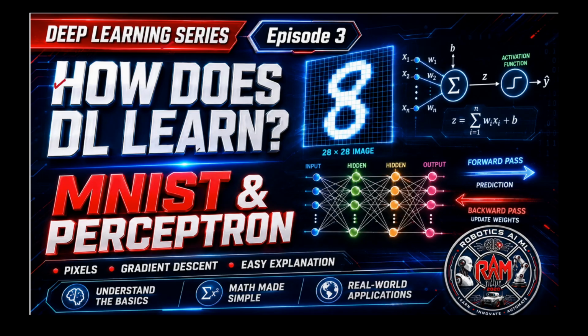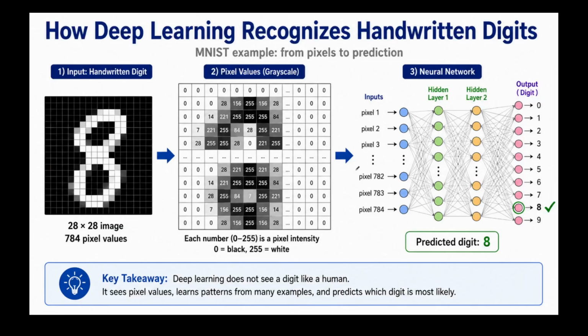Today, we will understand how deep learning actually recognizes handwritten digits. We will use a very famous dataset called MNIST, which contains handwritten digits from 0 to 9. For example, when we see this digit, we immediately say it is 8. But a computer does not see it like a human. A computer sees numbers. Every image is converted into pixel values as we discussed earlier, and those pixel values are passed into a neural network.